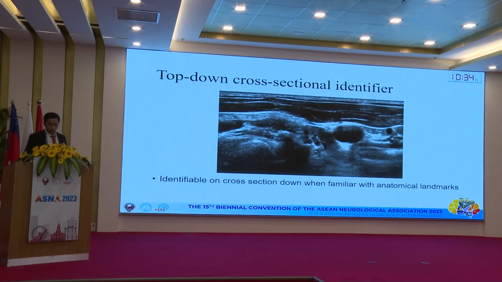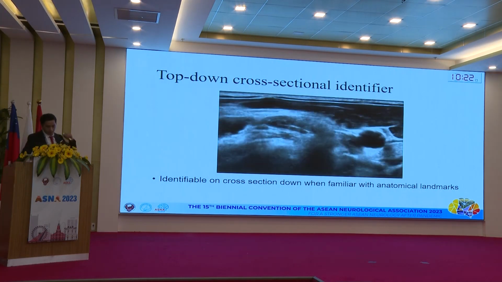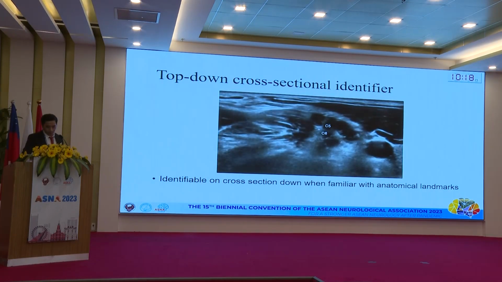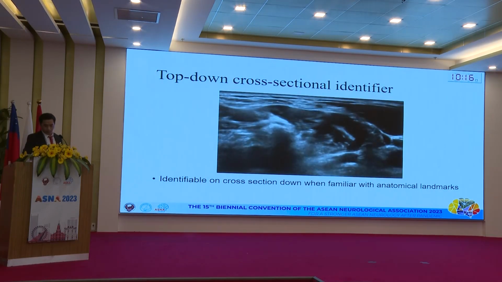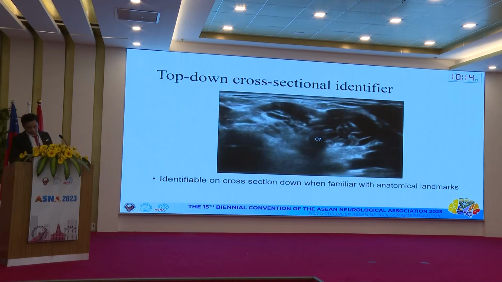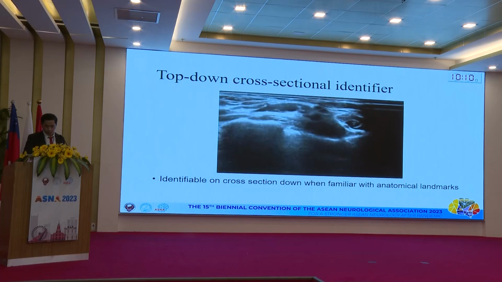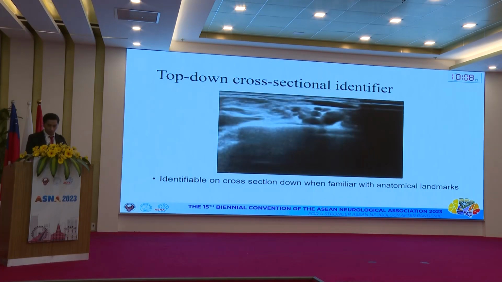When we are familiar with the landmarks, we can identify the structures very easily like this. You can see I do it like this, scanning in the axial plane, and I move down, and you see C7, C6, C5, and we see C8, and we have three trunks and two divisions.